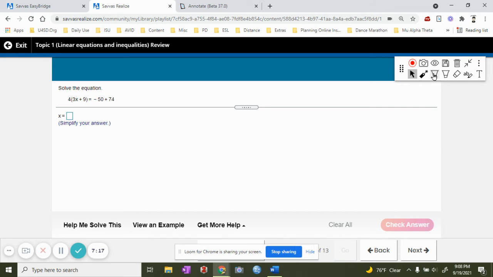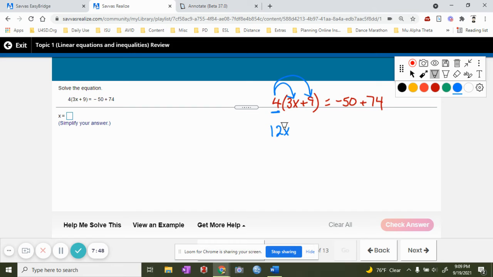Our third example takes us a little bit deeper. We have 4 times the quantity 3x plus 9 equals negative 50 plus 74. Now here, that's step 1, simplify first. We do need to distribute something. We are going to start by distributing our 4. So 4 times 3x and 4 times 9. So we get 4 times 3x is 12x, and 4 times positive 9 is positive 36. That is the new left side.